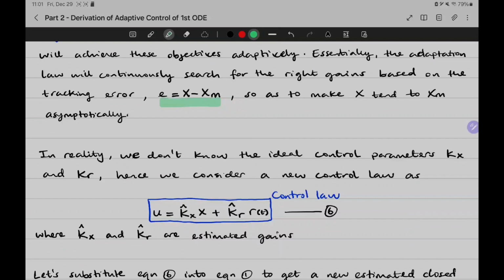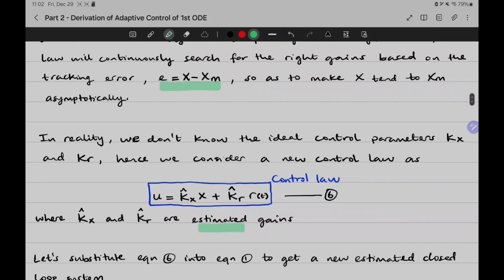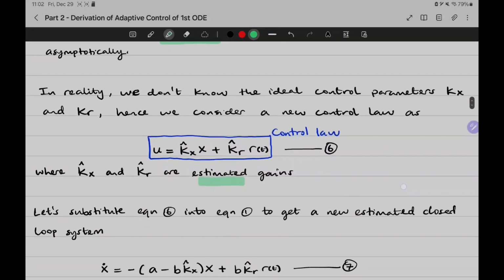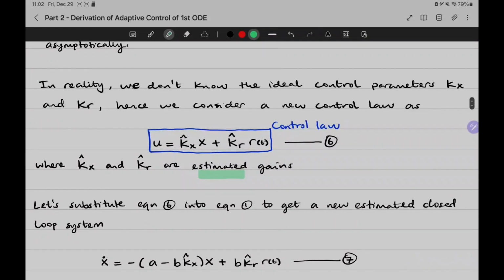So now we have the ideal controller, but again, we don't know what the right gains are, and so we have to consider a controller with the estimated gains, right? That is basically the idea behind defining this second controller. The first one was, okay, we know perfectly what the gains are to make the system track perfectly, but in reality that's not always the case, right? So we do have to consider the estimated gains.